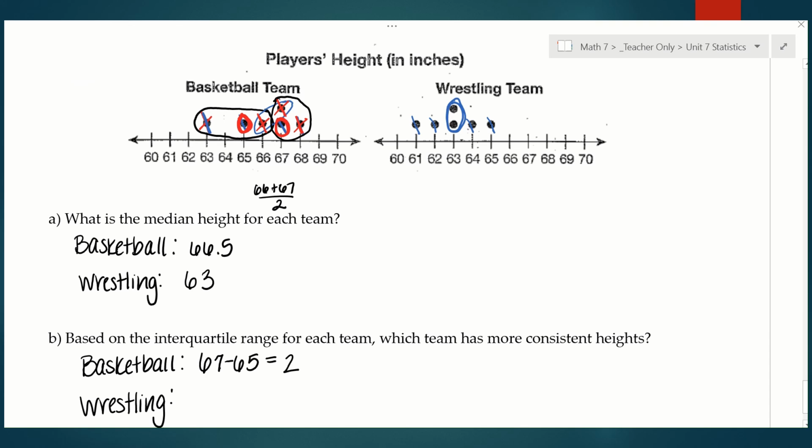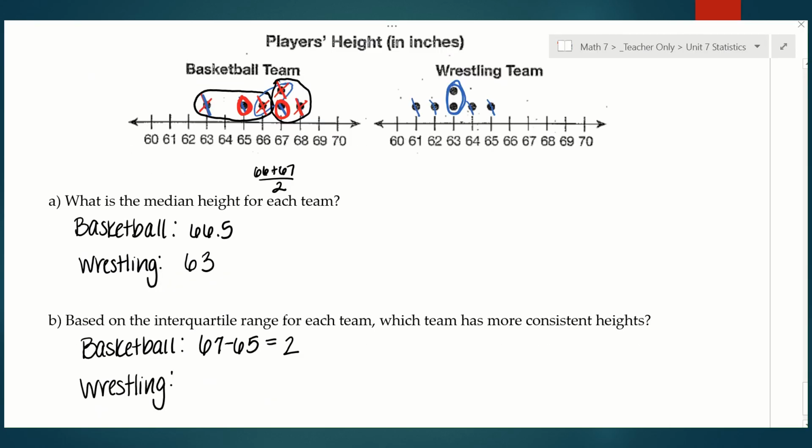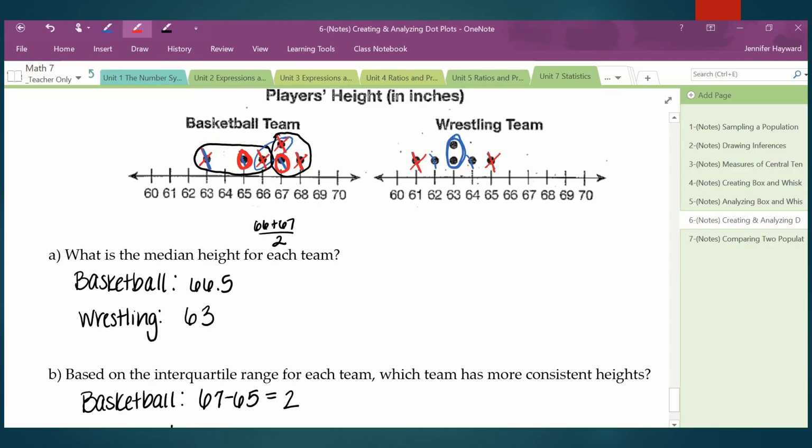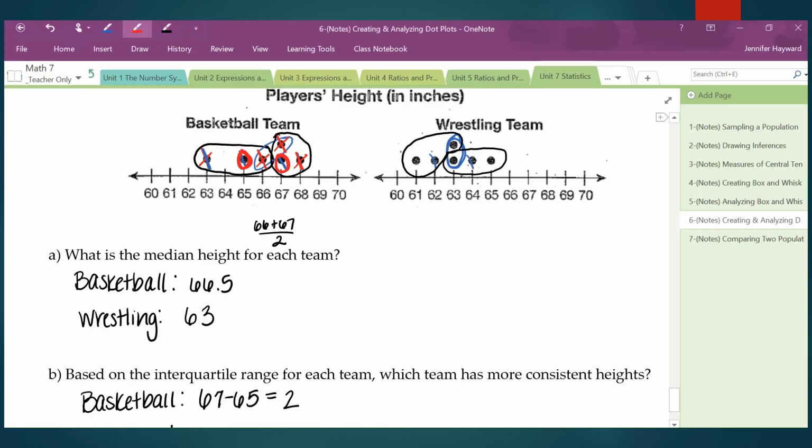All right, let's do the same thing for the wrestling team. Oop, I forgot to split my data. Oh my goodness, I just went crazy, started crossing off. All right, back it up. Oh, jeez. Okay, so I have to split my data. I'm sorry. So those 3 with those 3. All right, now I'm ready to start crossing off.